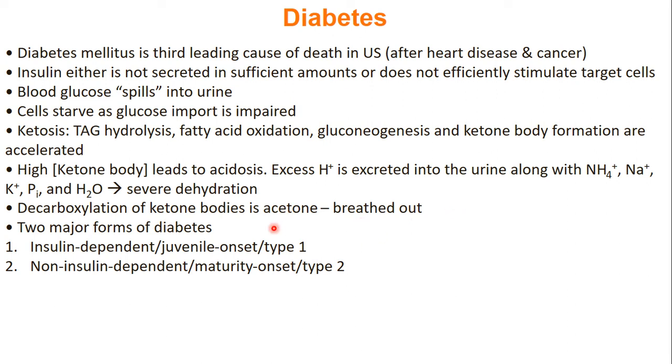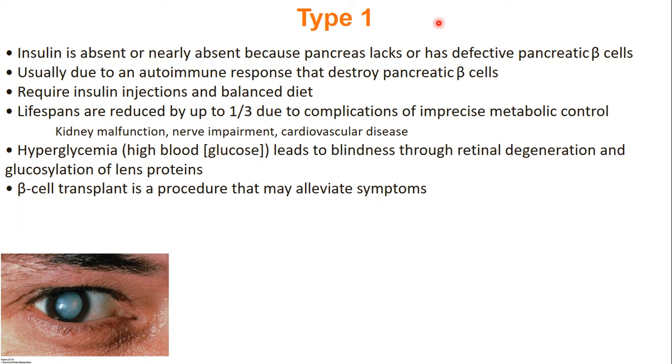Now, there are two types of diabetes out there: insulin dependent juvenile onset type 1 and non insulin dependent maturity onset type 2. Now, let's look at type 1. In this type of diabetes, you really don't make insulin, or it's nearly absent because your pancreas lacks or has defective beta cells. And we talked about in a previous video how the beta cells of the pancreas can realize how much glucose there is and can release insulin due to the glucose levels.